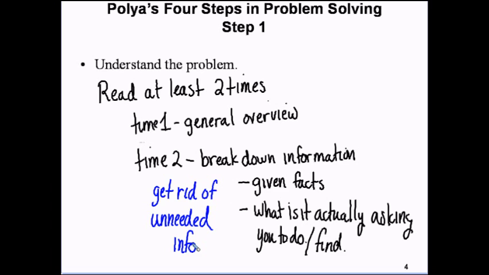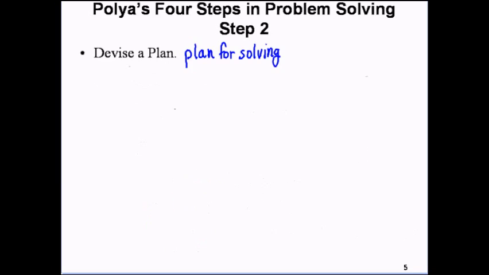When you read the prompt through the second time, you're looking at the facts, all the numbers you're given. You're going to look at what is it actually asking you to find, and then get rid of what you don't need. Cross it out. And then it's no longer going to be there to trip you up or confuse you the way they intended. Okay.